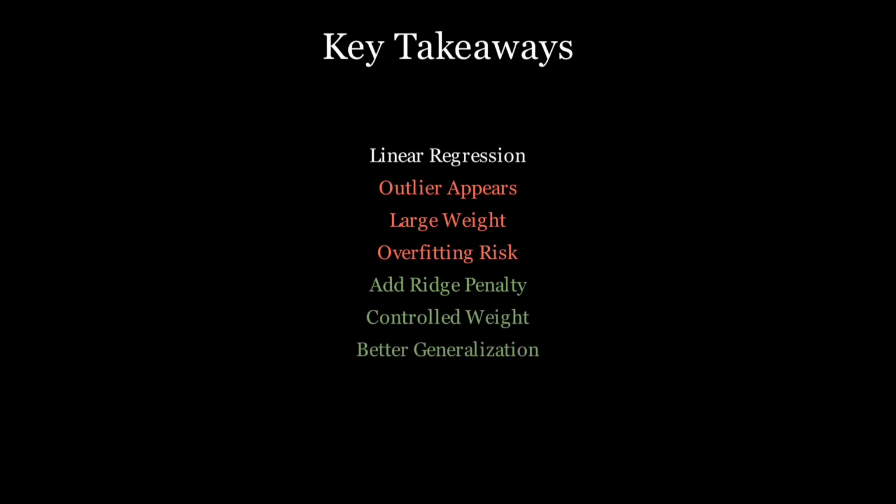Let's quickly summarize what we learned. Linear regression tries to fit the data by minimizing prediction error. However, when an outlier appears, the model may increase its weight significantly. Large weights can lead to overfitting and poor generalization. Ridge regression solves this by introducing a penalty on large weights. As a result, the model becomes more stable and generalizes better to unseen data.